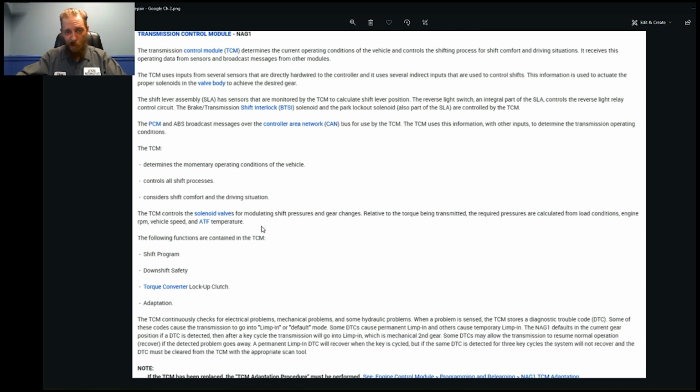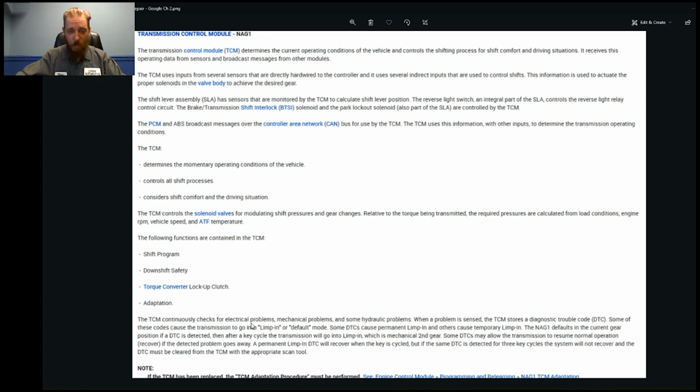TCM controls the solenoid valve by modulating shift pressures, blah, blah, blah, blah, blah. I mean, we can go through. We've got shift program, downshift safety, lockup clutch adaptations, all standard TCM theory. Even when I was going through this to learn the system, I blew through a lot of this. Most of you will find if you have a good understanding of how a transmission is controlled, you don't need to read every line, and that's really what I want to get down to.